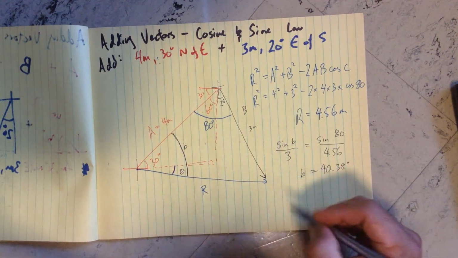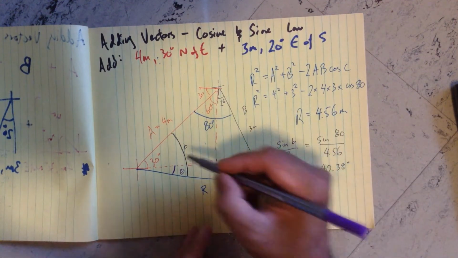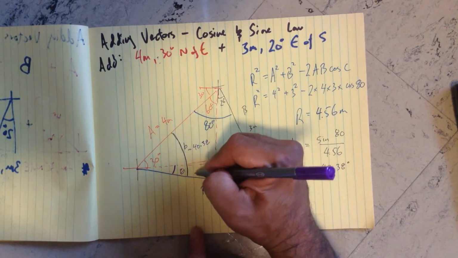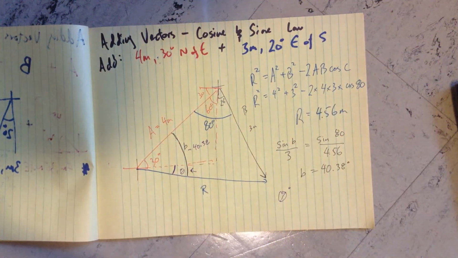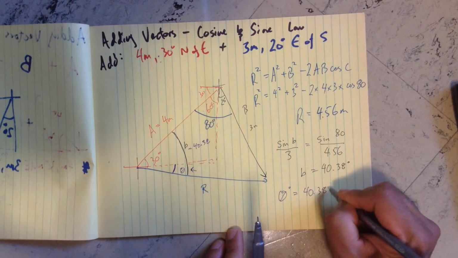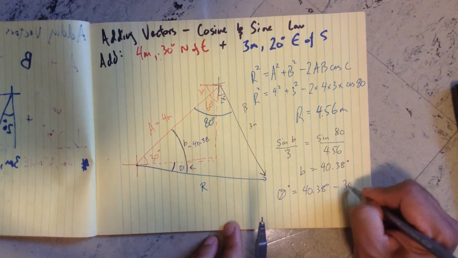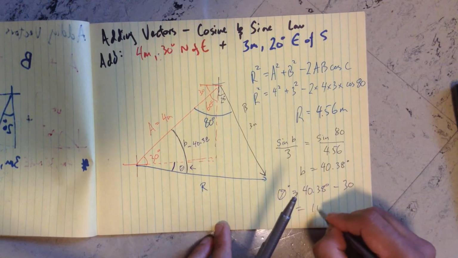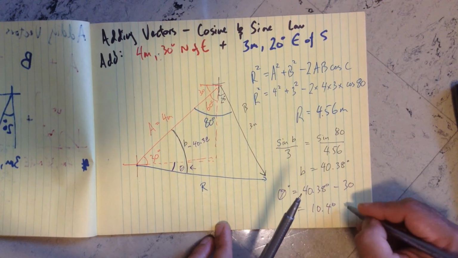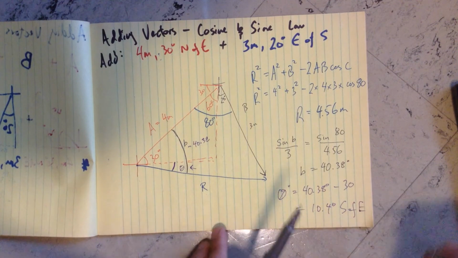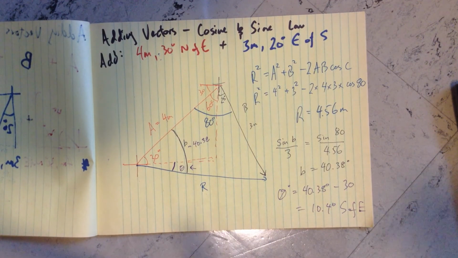So our angle theta, right, so this angle B is 40.38 degrees. We want to solve this part that's there. So theta is 40.38 degrees minus 30 degrees from the question originally, and you're left with 10.4 degrees at a bearing that is south of east. And that matches up to what we had in the previous question.